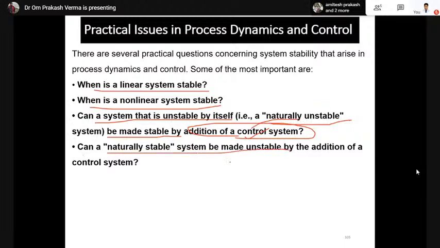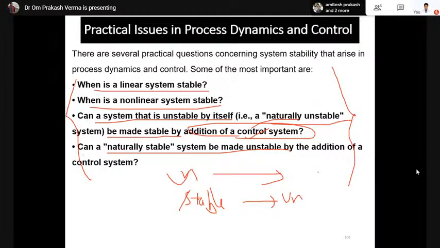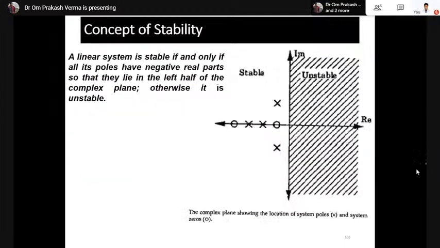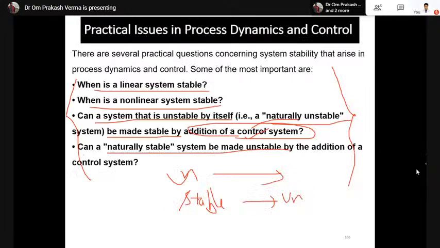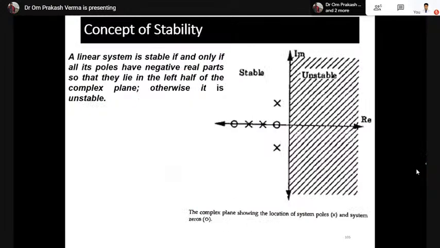So there are some questions. We have to make an unstable system stable, and a stable system unstable. This is the question: can we make that? So we have to find the answers to such questions. Before going to the answer, we have to check the other things also.